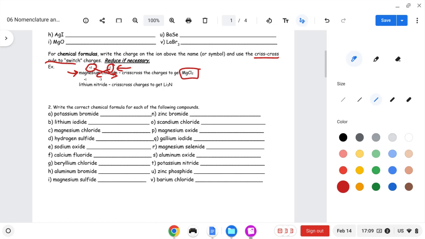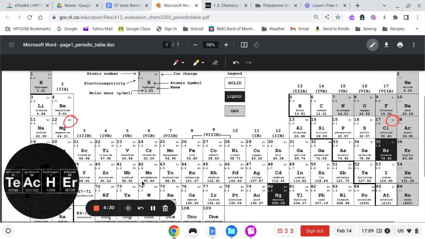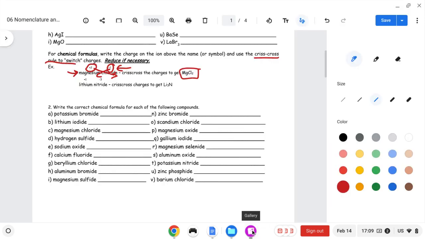For lithium nitride, same thing. We head over to the periodic table. So we need lithium and we need nitrogen. So here is lithium just above here. Lithium has a charge of +1. Nitrogen has a charge of -3. So we come back and we indicate those charges above each of the names of my elements. And then we do the crisscross rule. So we would bring the 1 down after nitrogen. We would bring the 3 down after lithium. And this is why you see the formula that you do there.